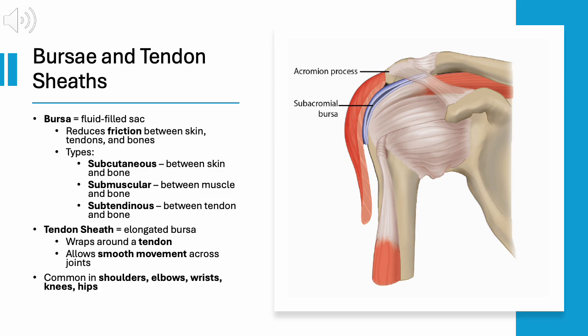Together, bursae and tendon sheaths help protect your joints from wear and tear, especially in high-motion areas like the shoulders, elbows, and knees. When these structures become inflamed, it can lead to a painful condition called bursitis.